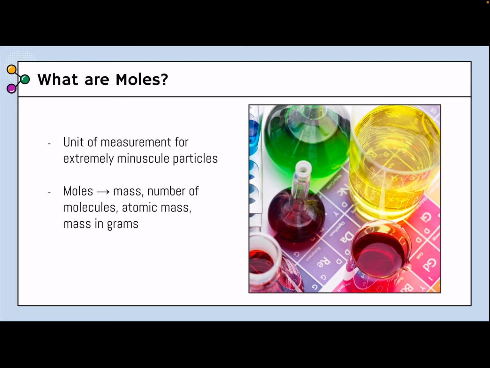They're the unit of measurement for atoms, molecules, and other extremely small particles that we deal with in chemistry. Converting moles from the number of molecules, atomic mass in grams, and vice versa are the most basic parts of this course. So let's go over it in detail.